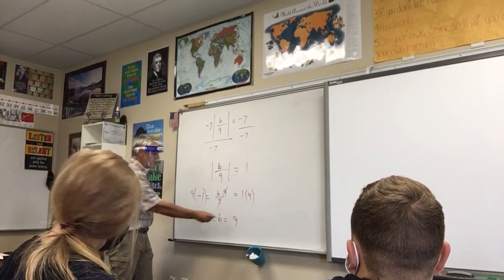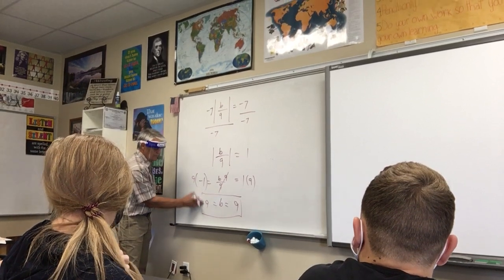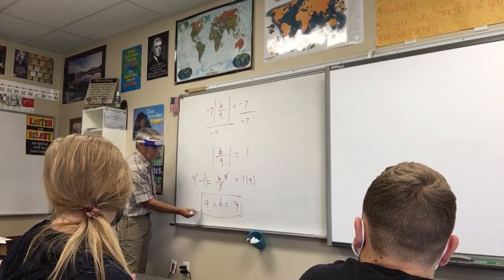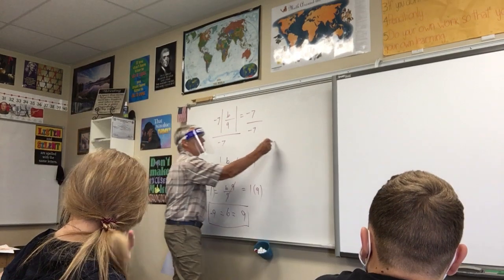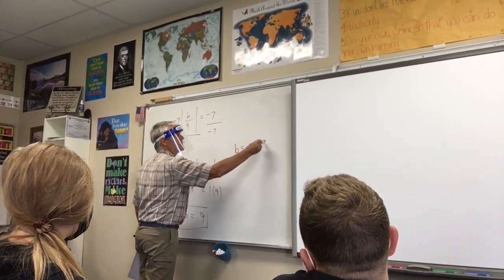I can write it that way. I don't have a problem with you writing your answer like this. Or you can go B equals negative 9 and positive 9.